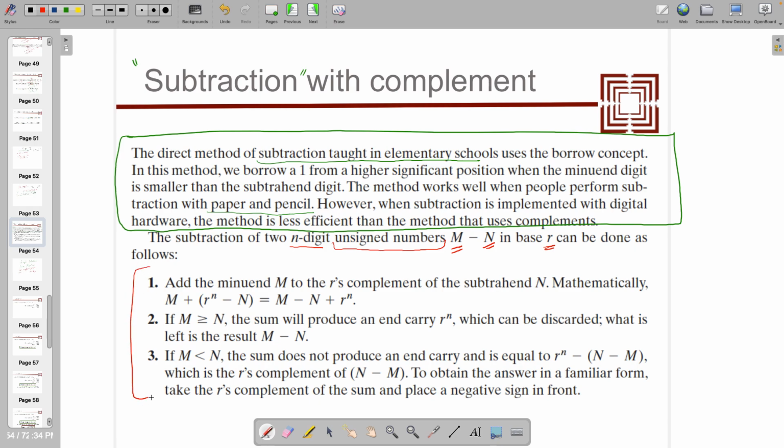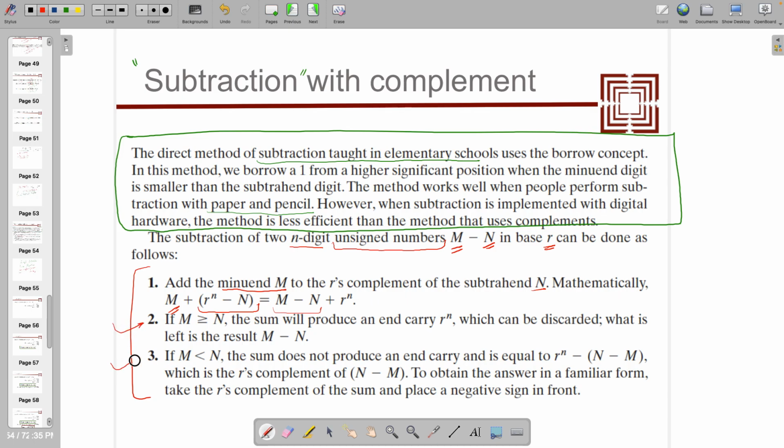That method says to add the minuend M to the R's complement of the subtrahend N, right. So mathematically you are going to do M plus the complement of that one. That complement is R raised to n minus N, if you remember the definition. So that is going to give me M minus N plus R raised to n. That's subtraction only, so it subtracts two quantities and it's fine for me. But here we have to do two things.